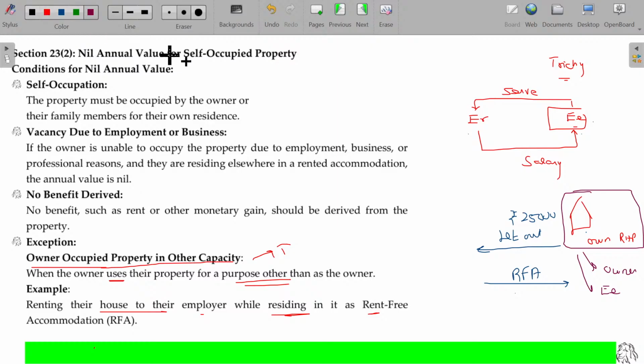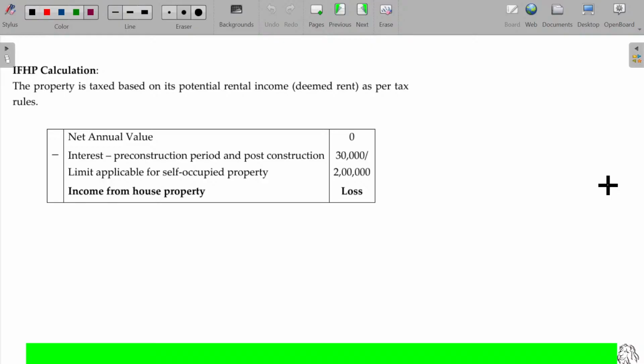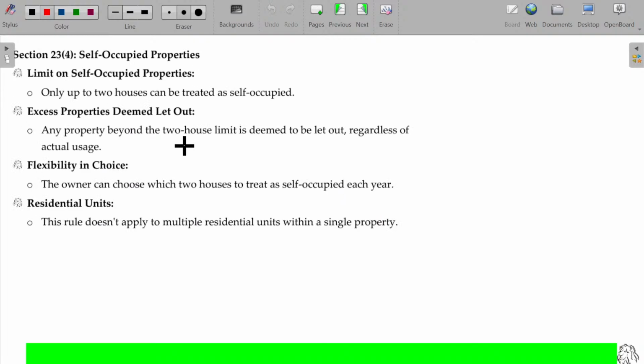This will be taxable under what head? Income from house property. Is that okay? That 25,000 will be taxable under income from house property. Clear? So in the calculation of income from house property in this case being NAV, from there interest is deductible, but the limit is 30 or 22 lakhs at the maximum. So income from house property will always be a loss. So the next case being deemed to be let out and all.